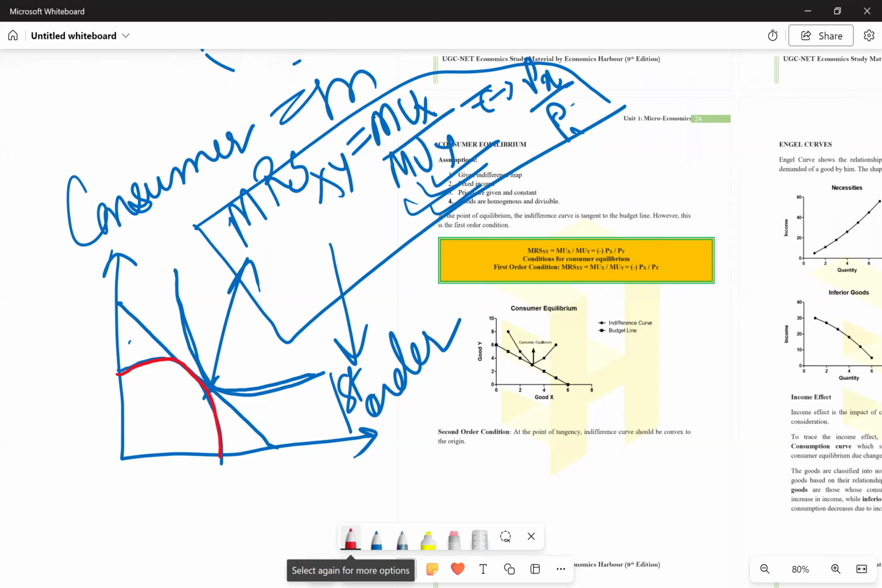So that is why the first order condition says that MRSXY, the slope of the indifference curve, should be equal to the slope of the budget line. And the second order condition says that at this point of tangency, the indifference curve should be convex to the origin.